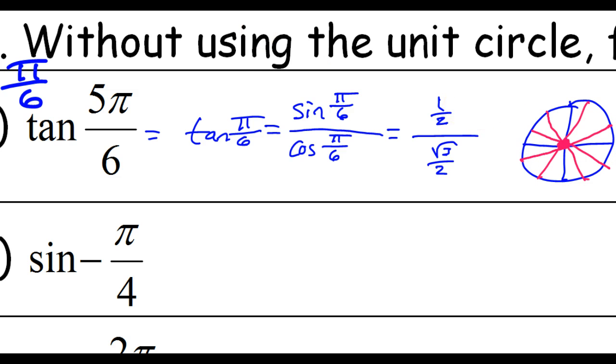So look where 5 pi over 6 lands. Because there's 1, 2, 3, 4, 5 pi over 6 is right here in the second quadrant. So remember, sine is the y value, so that's going to be positive in this quadrant. Cosine is the x value, so that's going to be negative in this quadrant. So I have a positive divided by negative, so my overall answer is going to have to be negative. So I'm going to go back and put a negative back there.